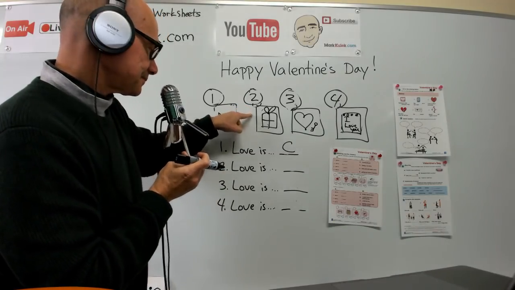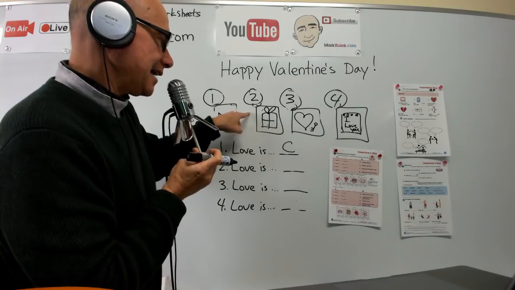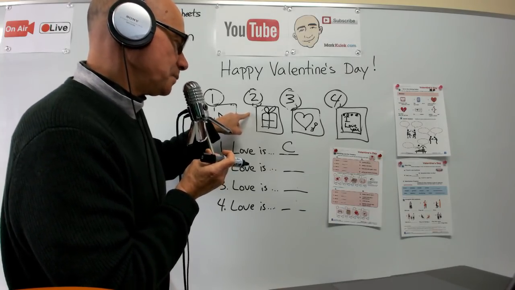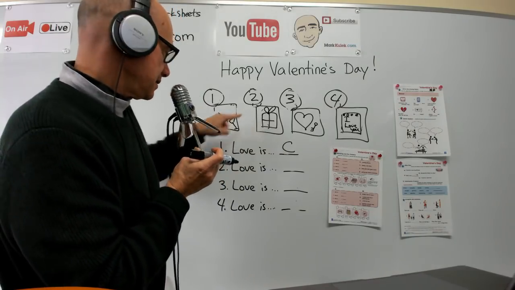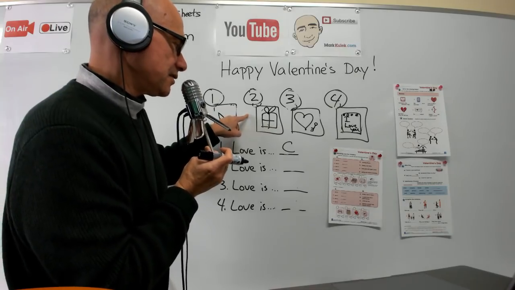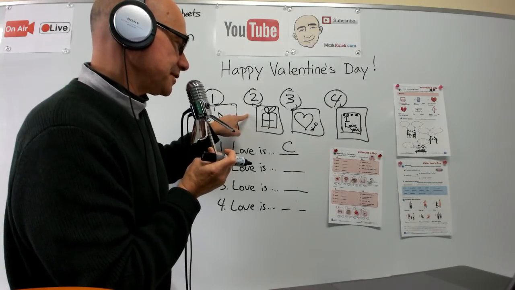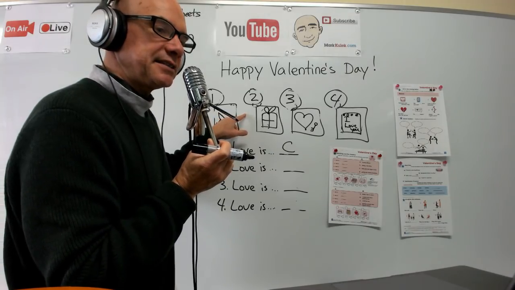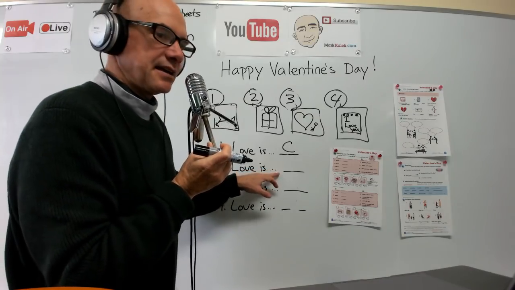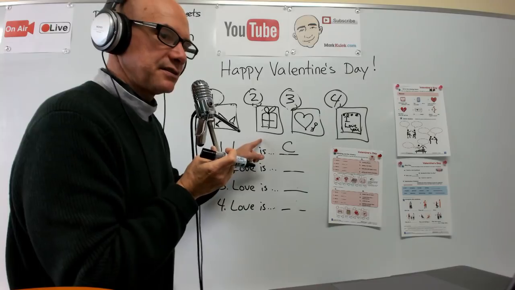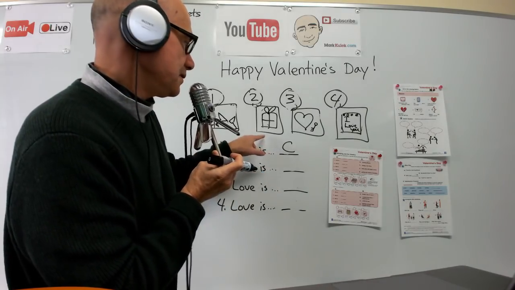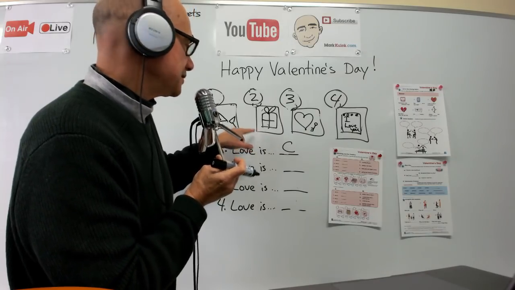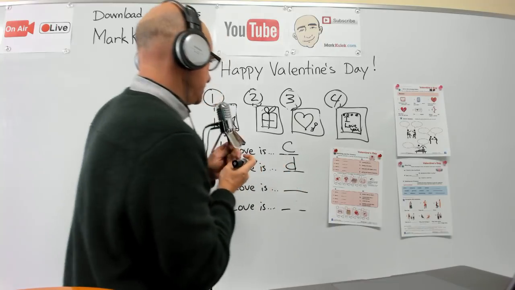Okay, two. A, having a key to a heart. B, a special note from a special person. D, opening a present from someone special. Two is, no. Two, D, opening a special present from someone special. Yes, good, sleepwalker. Okay, yes, this is a present.